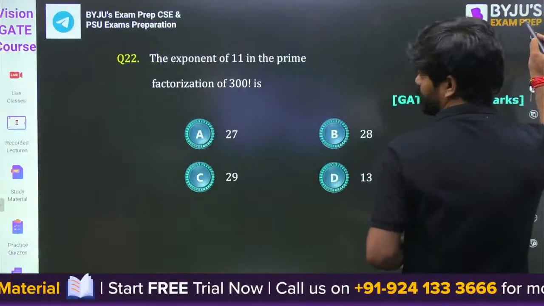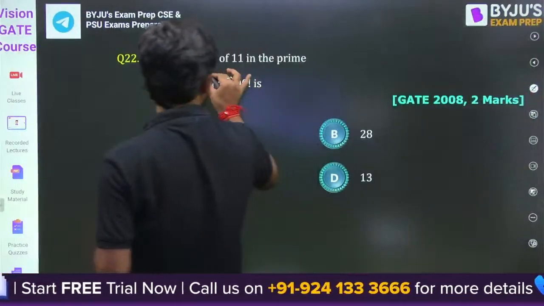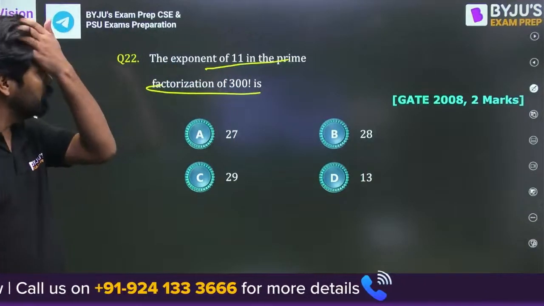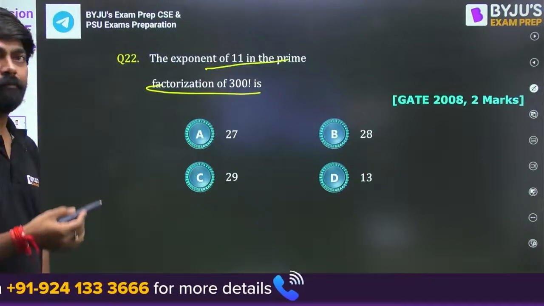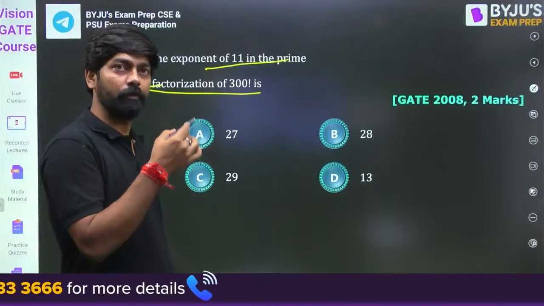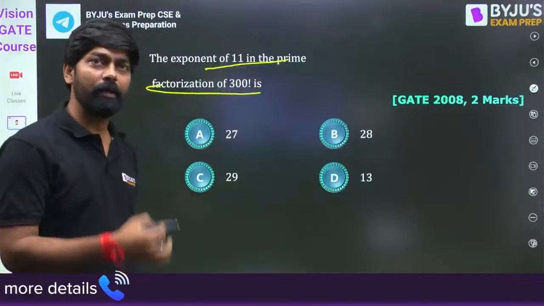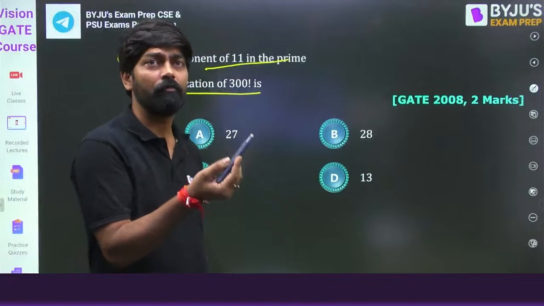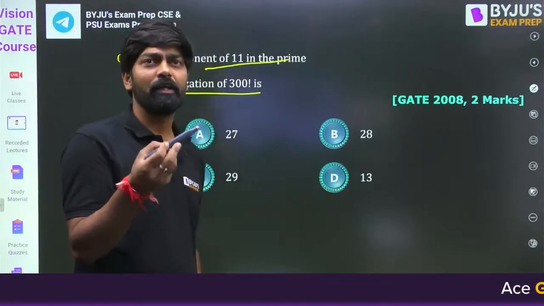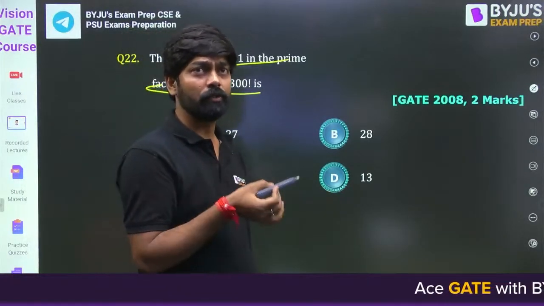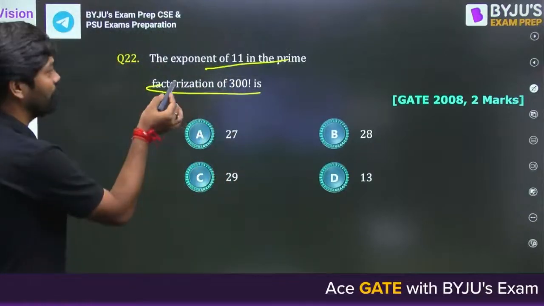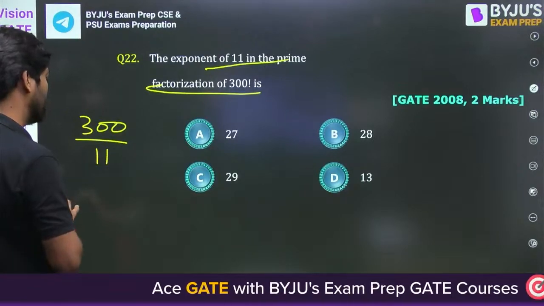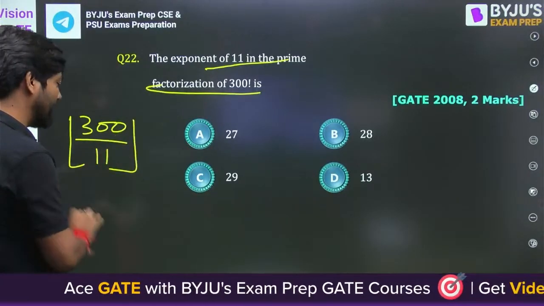Okay. Now, the exponent of 11 in the prime factorization of 300 factorial. Fine. So 300 factorial is nothing but, you know, it will go up to 1. So if it will go to 1, my dear friend, 11 will be there, and many multiples of 11 will be there, like 22 will be there, 33 will be there. Are you getting my point? So how many such factors will be there? So you can just divide 300 by 11. 300 divided by 11. Are you getting my point?